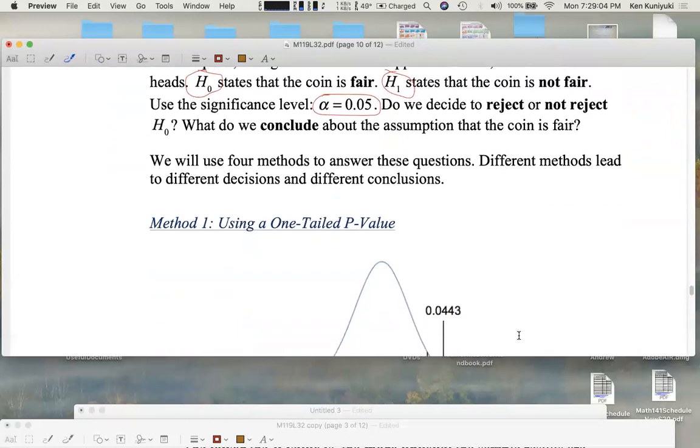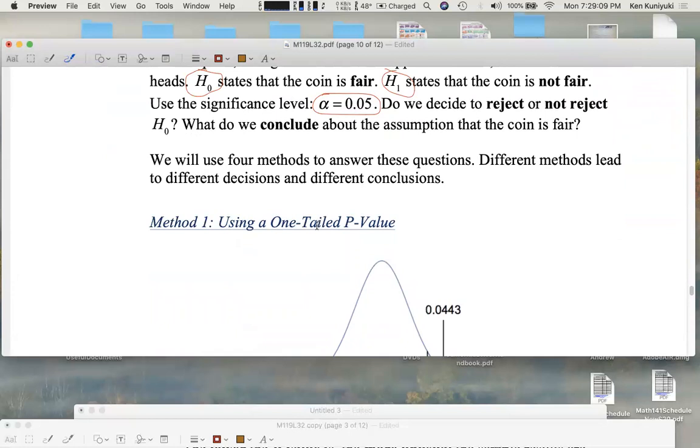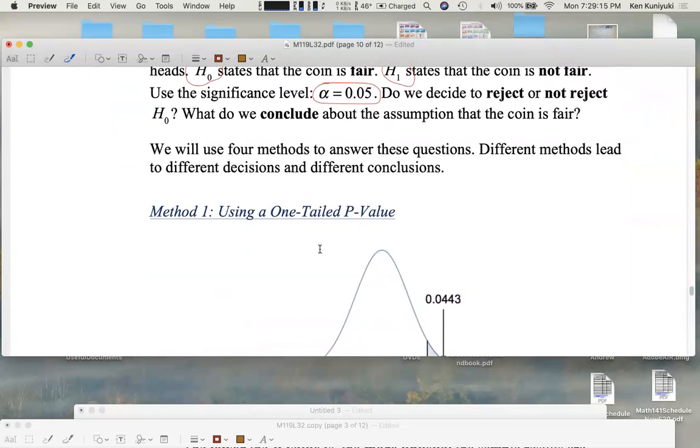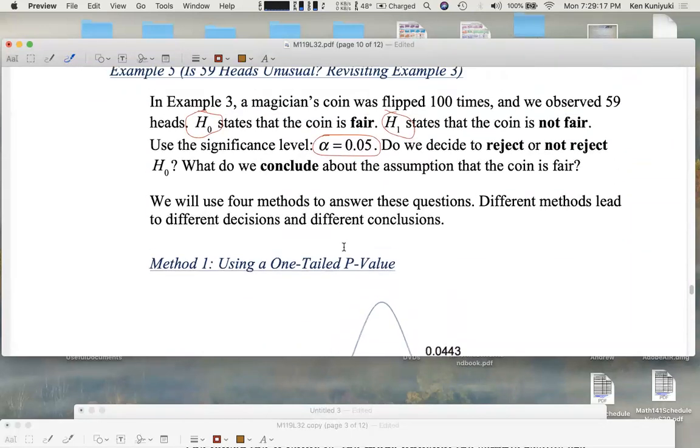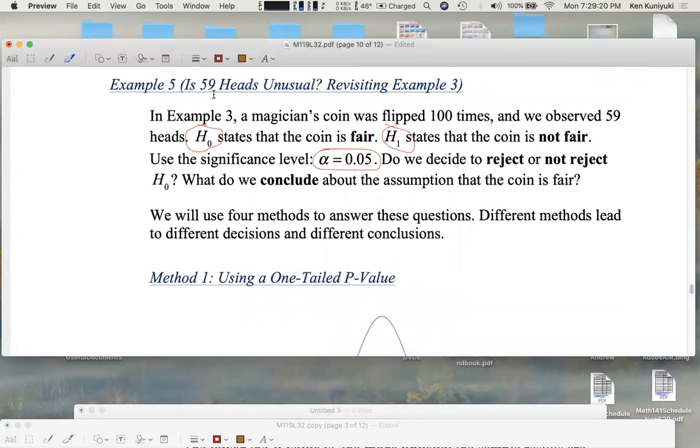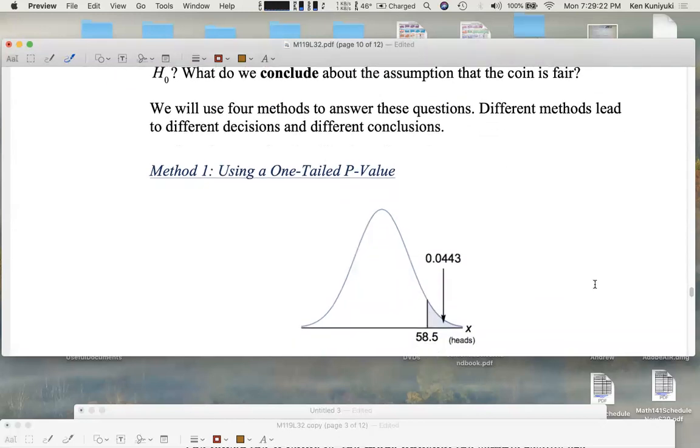For example, you could have a difference between your conclusions from a one-tailed analysis versus your conclusions from a two-tailed analysis. Method 1, let's use a one-tailed p-value. What's the probability of getting at least 59 heads by chance? If you use, say, a normal approximation with a continuity correction, that's why you see 58.5 over here, then you find that this right tail probability is 0.0443, or 4.43%. In fact, if you go to my Excel worksheet, that confirms this.